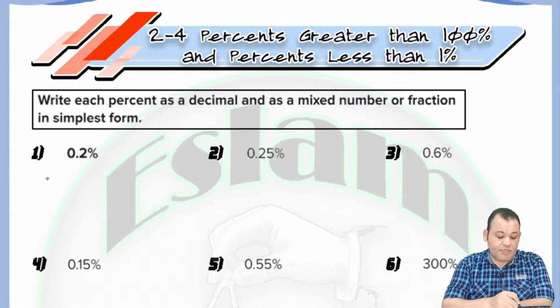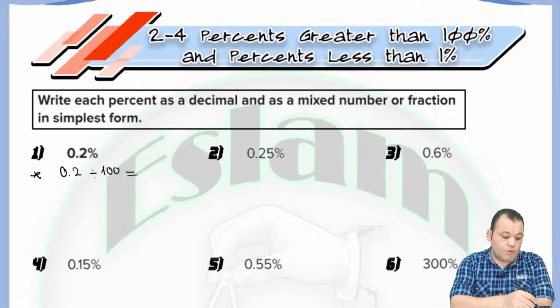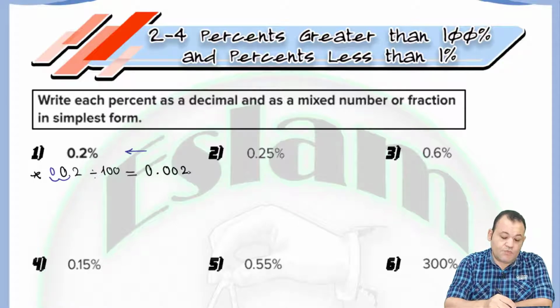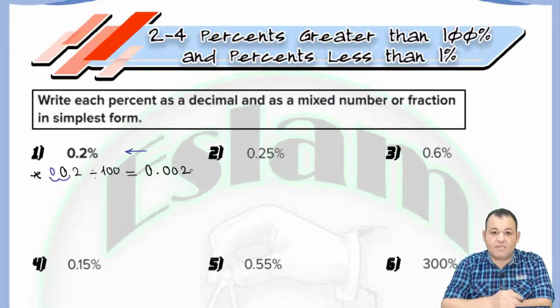At first I need to write it as a decimal. To write any percent as a decimal we just divide it by 100. So we have here 0.2 divided by 100. Because we divide by 100, I'm just moving the decimal point 2 places to the left. We have 1, 2. Just put the 0 here. So the answer now would be 0.002. And that's how we can write it as a decimal.